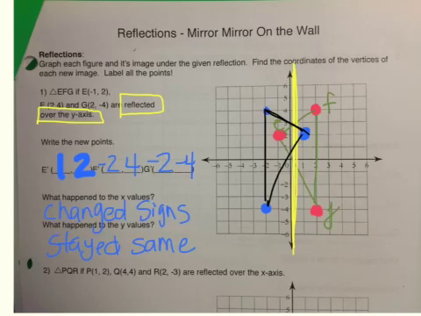Okay, so now you guys are going to try number 2 and 3. It's also doing reflections, and it's going to tell you which axis it is going to reflect over. Whichever one it's reflecting over, those parts of the coordinate pairs stay the same, and the other ones change to be the opposite sign.